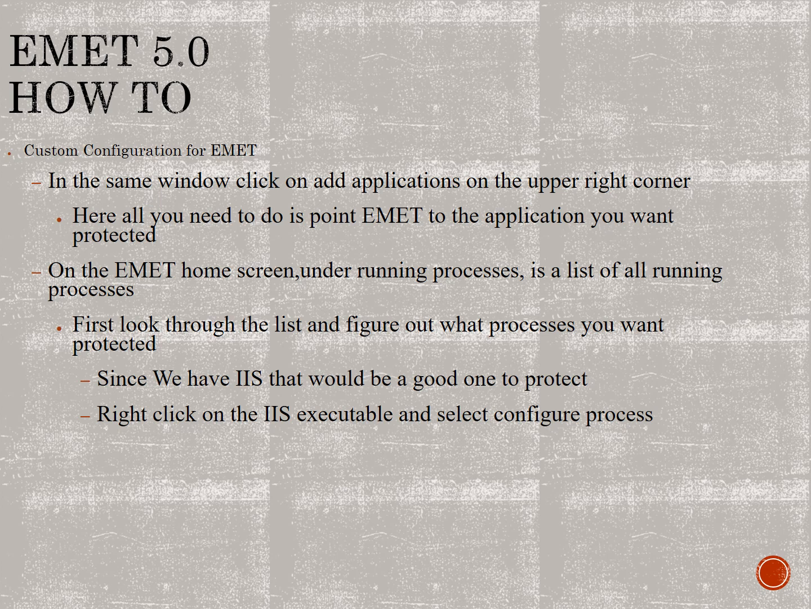An example of this is IIS. We're going to have IIS on our system. It's going to be for the web server and SMTP for our server. So we're going to right click on that executable and select Configure Process. Once you've done that, that process will be protected.